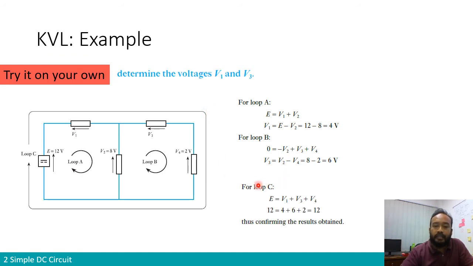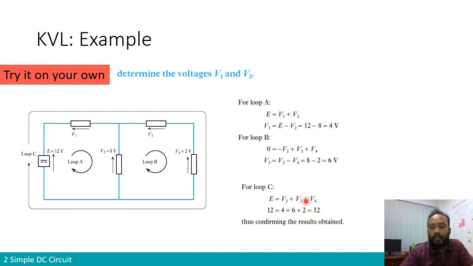For loop C, so we have loop C also. Let's take a look if we can verify using loop C, because we have found what V1 and V3 are. If we calculate through loop C, is it in accordance with what we have found? So in loop C, if we go through the circuit, the EMF 12 volts minus V1 minus V3 minus V4 equals 0. Therefore, E equals V1 plus V3 plus V4. Right? E equals V1 plus V3 plus V4.